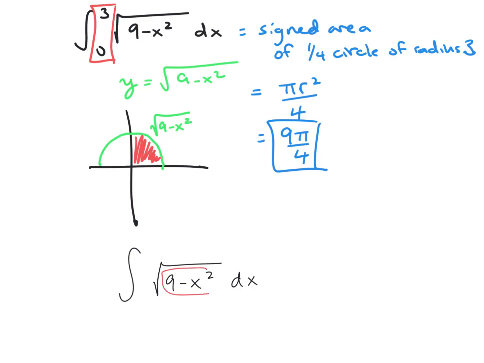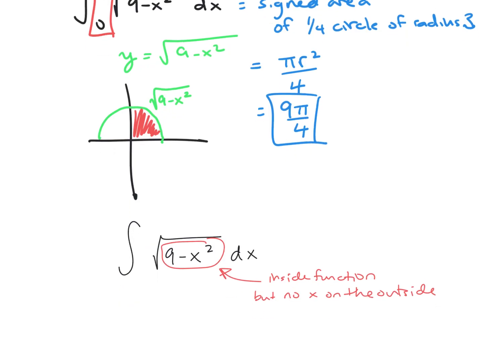You might think, hey, I've got an inside function here. Could I use u substitution? But the problem is its derivative doesn't show up, right? There's no x on the outside. And so the fact that the derivative of 9 minus x squared is negative 2x, we don't have the right du piece here. And so u sub also won't work. And so this is actually an example of something where trigonometric substitution will work.